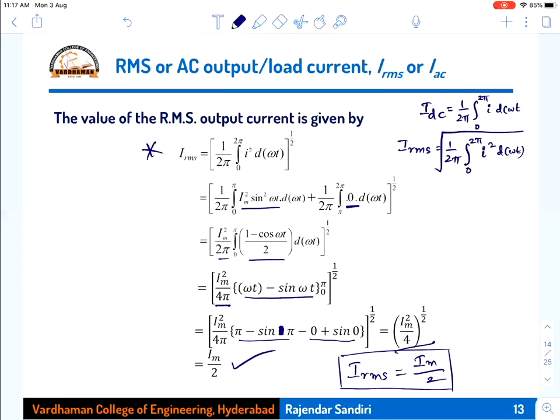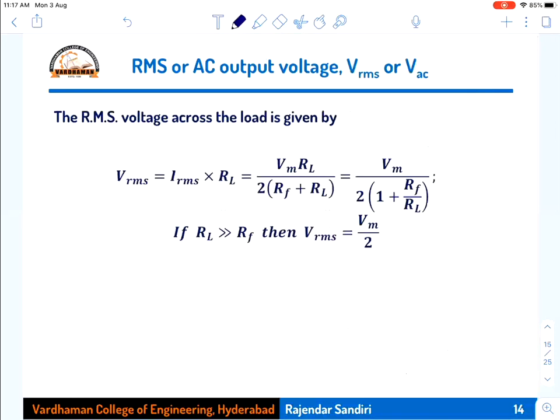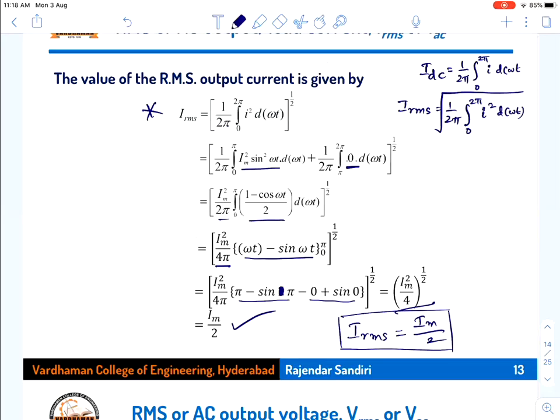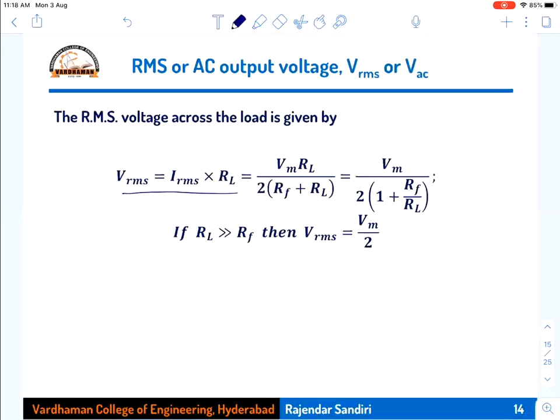Now once you have IRMS, if you want to calculate VRMS, then we have to use Ohm's law again. So VRMS is equal to IRMS into RL. Simply Ohm's law we have to use. What IRMS did we get? We can substitute it as Im by 2. IRMS is nothing but Im by 2.